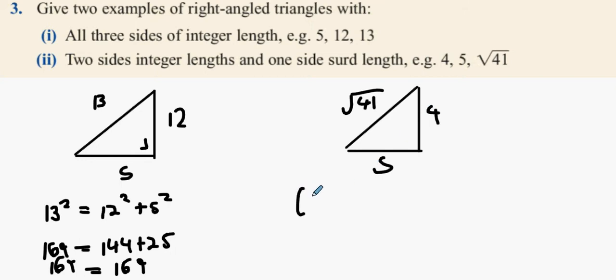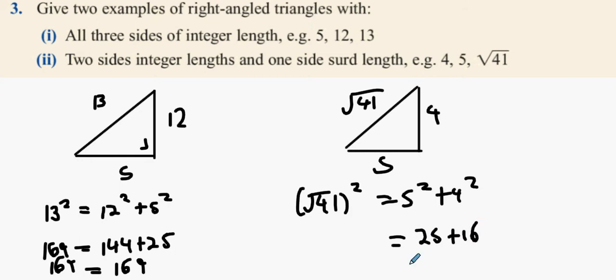How do I check that this is a right angled triangle? Pythagoras' theorem. And all of a sudden, we realize that that's 25 plus 16. That's 41. Root 41 squared is 41. 41 equals 41. They're both right angled triangles and they both have those lengths. Everybody cool? Any questions? Alright.